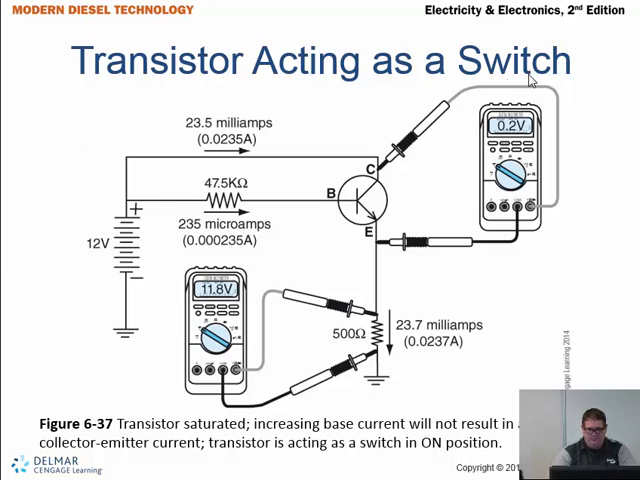So here's a transistor acting like an amplifier. So at the top here we have 23.5 milliamps, and here at the base, so at the collector we have 23.5 milliamps. It's here at the base we have 235 microamps. Okay, but our output here is 23.7 milliamps. So here we're actually amplifying. The transistor is saturated. Increasing the base current will not result in any additional collector emitter current. The transistor is acting as a switch in the on position.